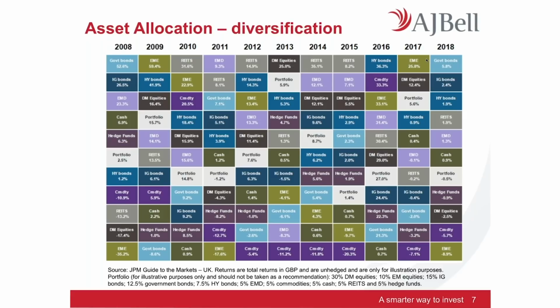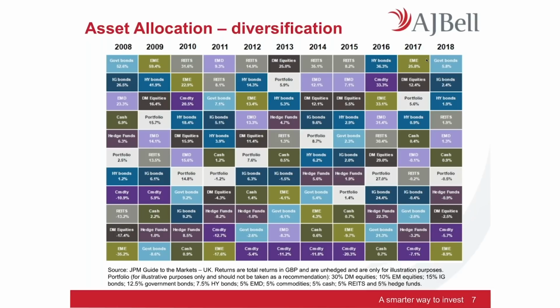Now, this slide actually comes from JPM, so it's very kind of JPM to do the work for us. If you look at the white blob, which predominantly falls around the middle of the periodic table, called the portfolio. JPM have devised a portfolio for us, and this isn't a recommendation in any way for the asset allocation, it's just for illustration purposes. Their portfolio was constructed of 30% developed market equities, 10% emerging market equities, 15% investment grade bonds, 12.5% government bonds, 7.5% high yield bonds, 5% emerging market debt, 5% commodities, 5% cash, 5% REITs, and 5% hedge funds. I sincerely hope that does add up to 100%.